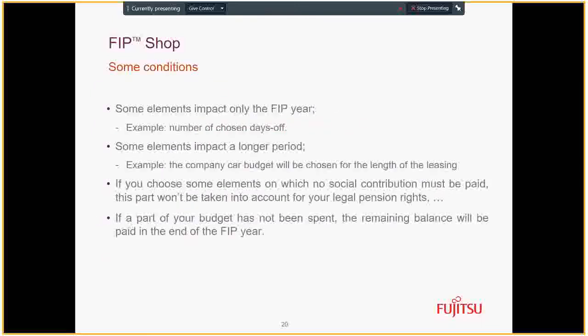Some elements are available for a year and some are for a longer period. So should you decide, for example, to sell 3 extralegal days off, it's applicable for 1 year and next year you can decide to change your mind. But some other elements are blocked for several years. Should you, for example, decide to have a benefit car, for those who don't have a company car, it will be blocked for 4 years. So it's really important for you to be aware that when you make a choice, it might be for a year or it might be for a longer period.